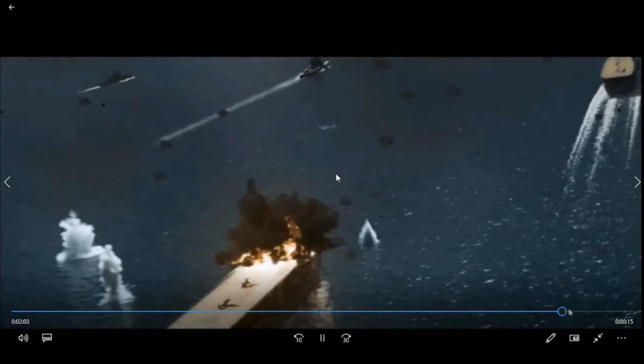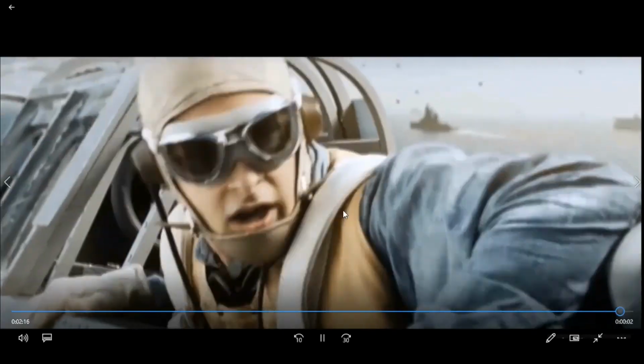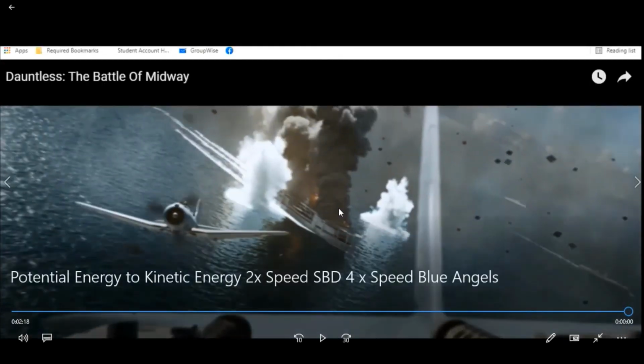Okay, then same with the bombs. I mentioned to you that if it's at 1,000 meters, it's going to have twice as much potential energy as when it's at 500 meters. And it'll have more kinetic energy as it hits the carrier.